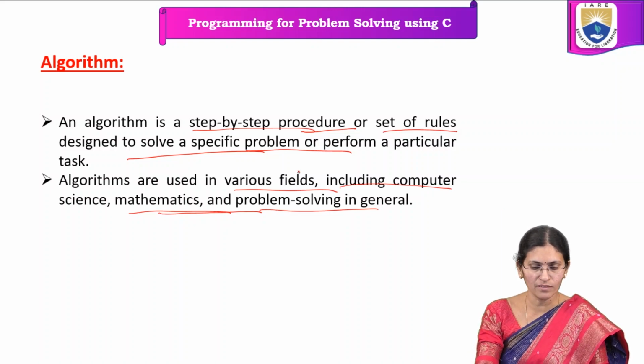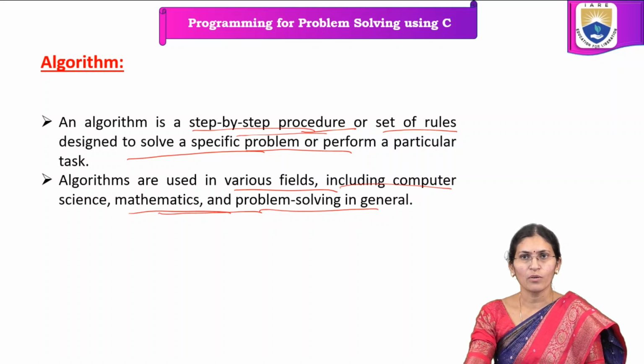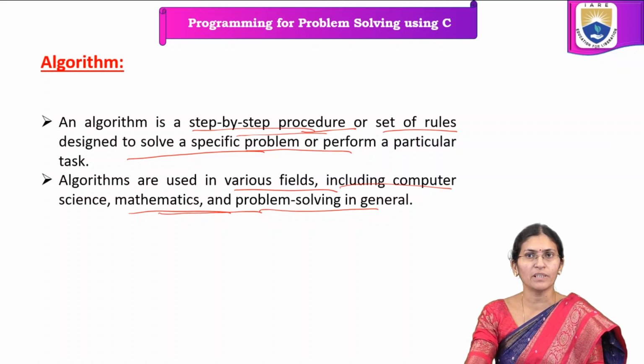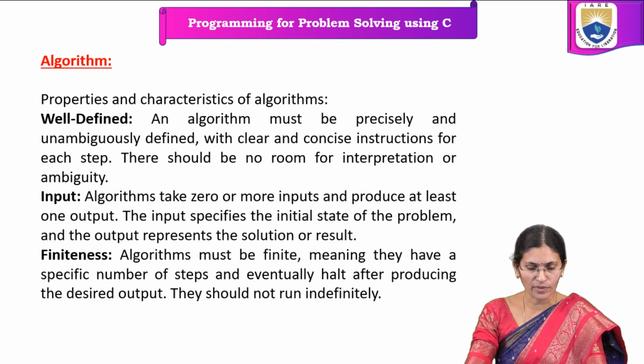So this is how you can summarize the definition of algorithm. It is a step-by-step procedure or set of rules designed to solve a specific problem or perform a particular task. Now let us see the properties and characteristics of algorithms. When you're designing an algorithm, before writing the program, first comes the design phase.